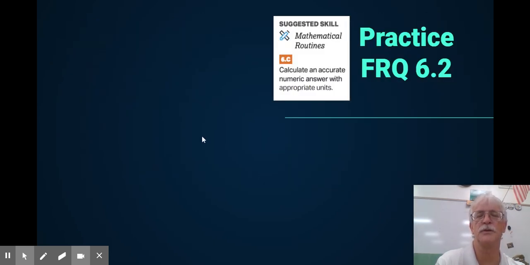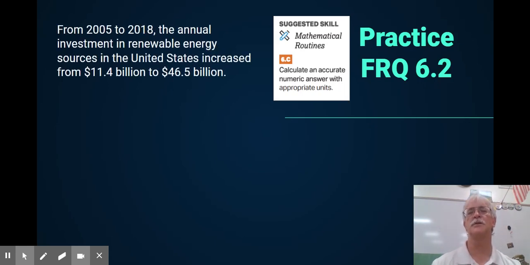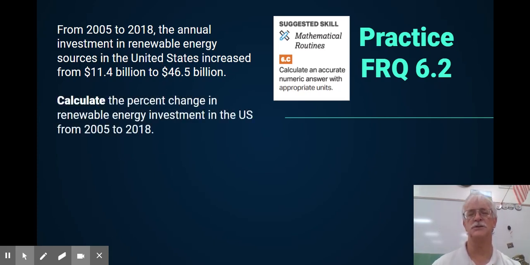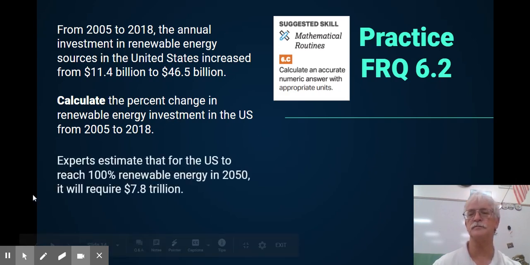So, a practice FRQ for unit 6, topic 6.2. From 2005 to 2018, the annual investment in renewable energies in the U.S. increased from $11.4 to $46.5 billion. Can you calculate the percent change in renewable energy investments in the United States? Make sure that you indicate whether it's an increase or decrease.